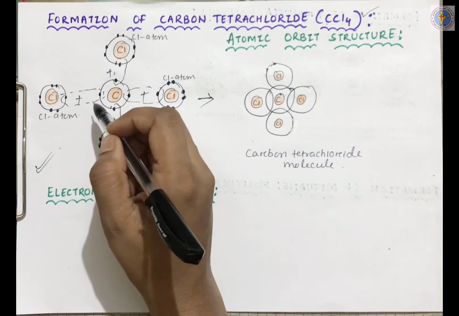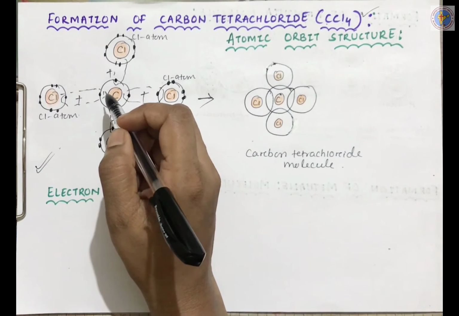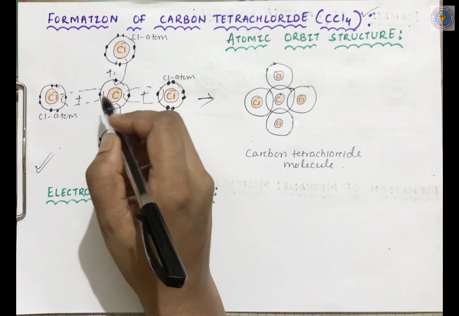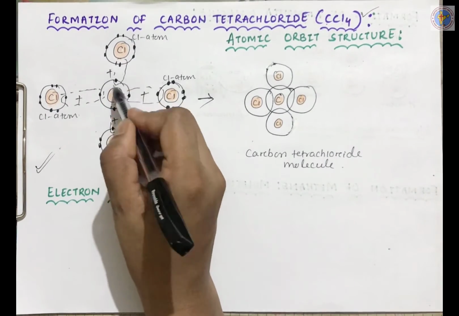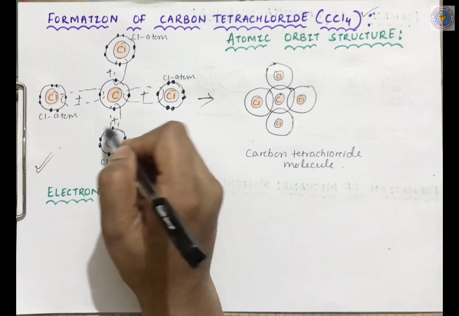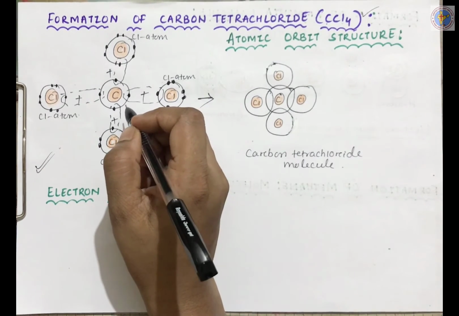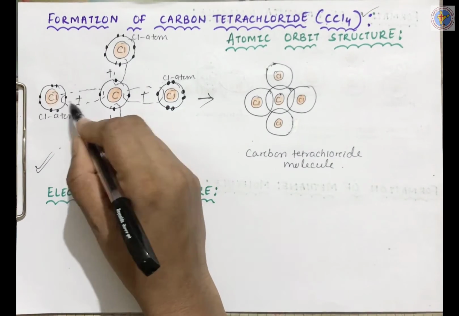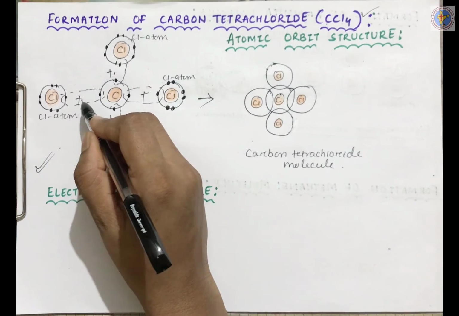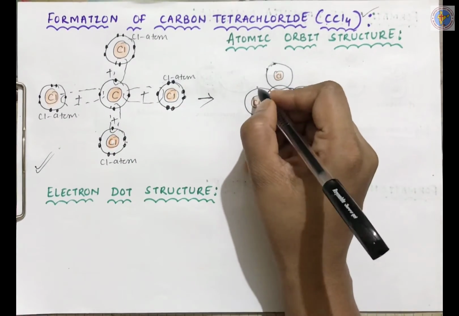So here you can see the sharing of one pair of electrons, but how many bonds will you get? Here we are going to get 4 single covalent bonds. Between these 2, one single covalent bond, here one single, 1 and 1. So we are going to get 4 single covalent bonds, and between chlorine and carbon you will see the sharing of one pair of electrons.